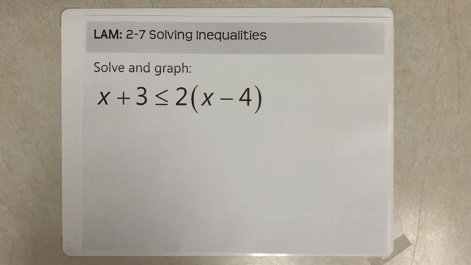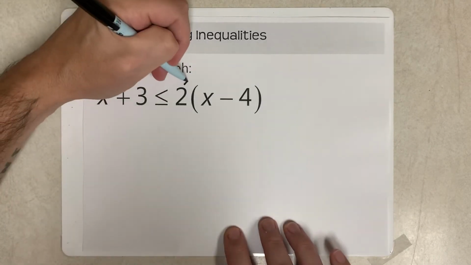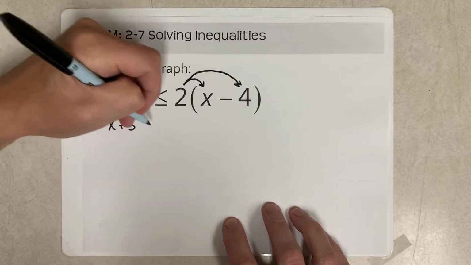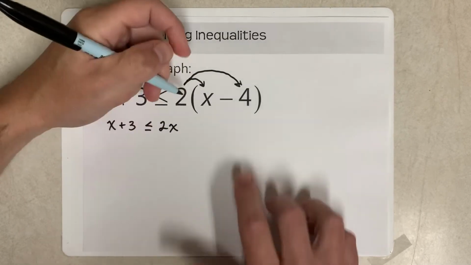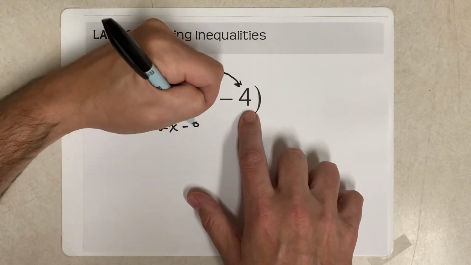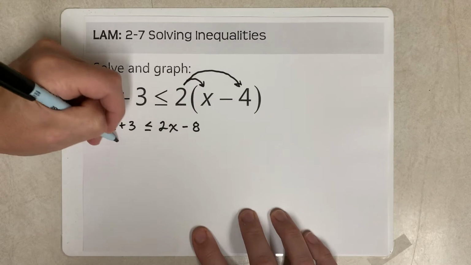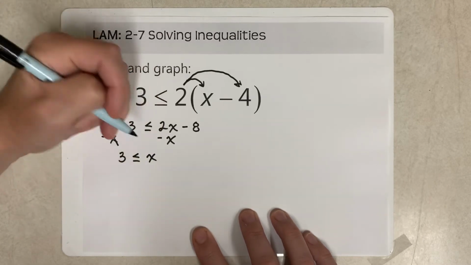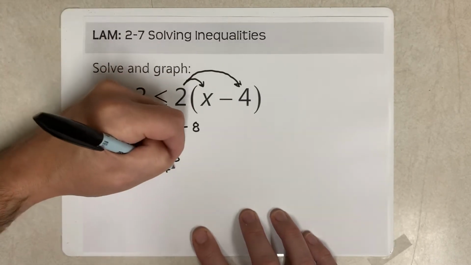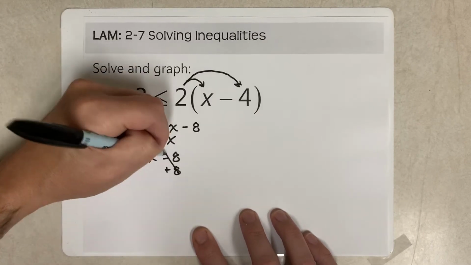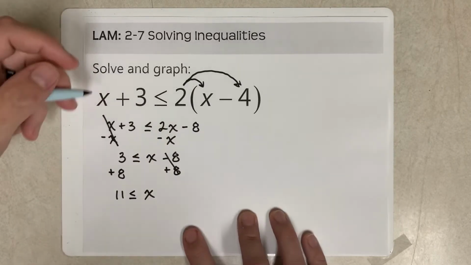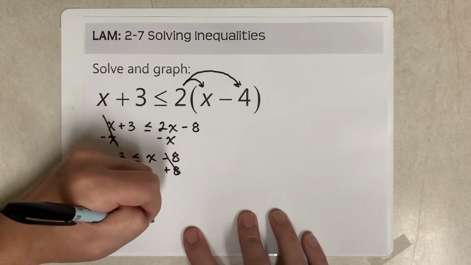All right, so some of these problems we have to do a little bit more work, like this one. On this side, we have to distribute first before we can get it going here. So we got x plus 3 less than or equal to 2x, and then 2 times -4 is -8. Now we can get it going. I'm going to subtract x on both sides. Bring down my 3, less than or equal to positive 1x minus 8. Let's add 8 to both sides. 8 plus 3 is 11, less than or equal to x. And so if we twist that around, we're going to get x greater than or equal to 11.